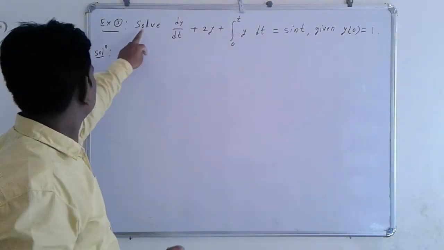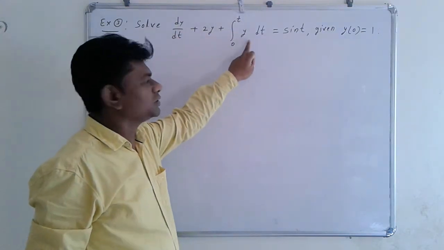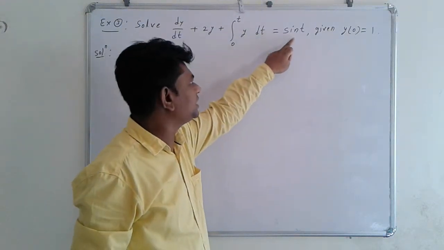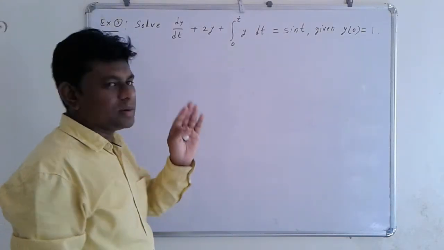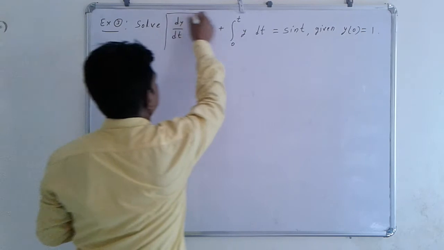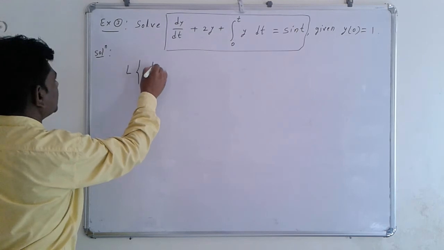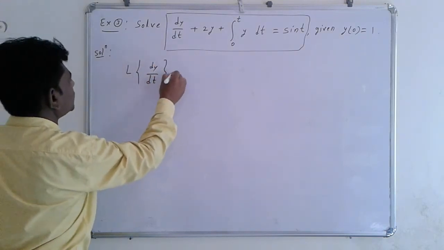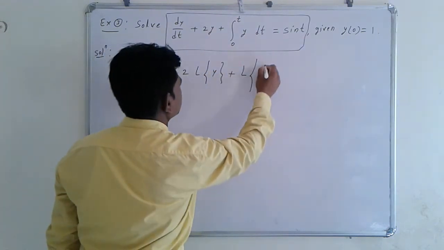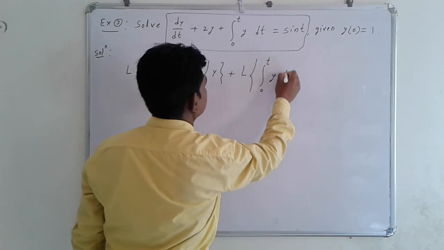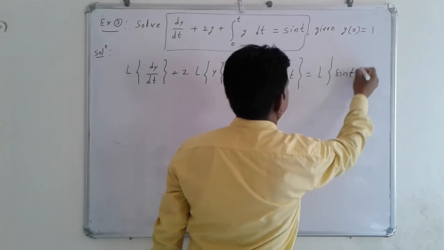Now the third example: solve dy by dt plus 2 times y plus the integration from 0 to t of y dt is equal to sin t, given the condition y of 0 is equal to 1. Now the solution: by applying the Laplace transform to both sides of the given differential equation, the Laplace transform of dy by dt plus 2 times the Laplace transform of y plus the Laplace transform of the integration from 0 to t of y dt is equal to the Laplace transform of sin t.